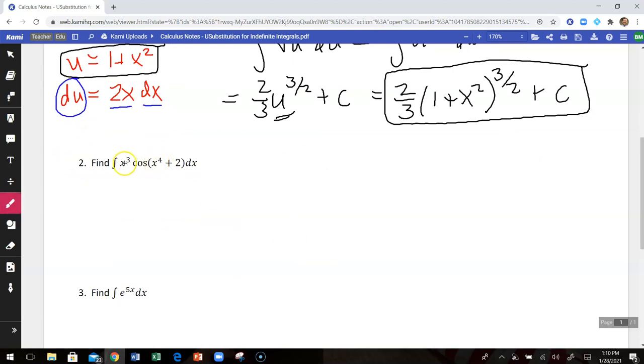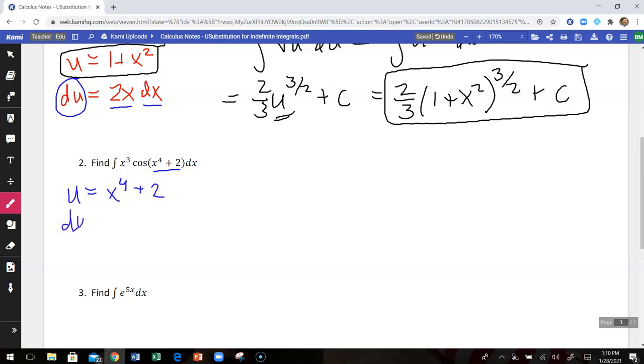Number 2, the integral of x cubed times the cosine of x to the 4th plus 2 dx. All right, so a lot of times there's so much stuff going on inside one of these integrals that you're not really sure what you should let u equal. And again, my best advice for that is figure out what that function is that's being plugged into another function. What is that inside function? And so I just want to let u equal x to the 4th plus 2. That is inside the cosine function. So I'm going to start with, let's let u equal x to the 4th plus 2.